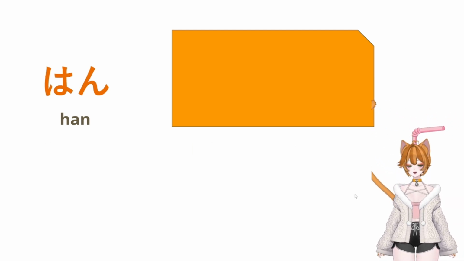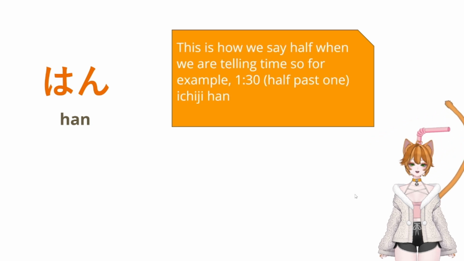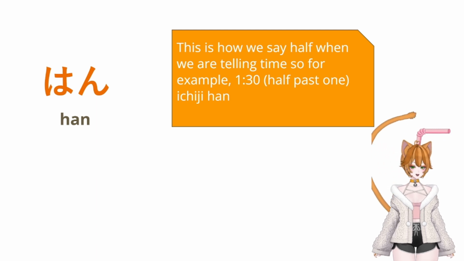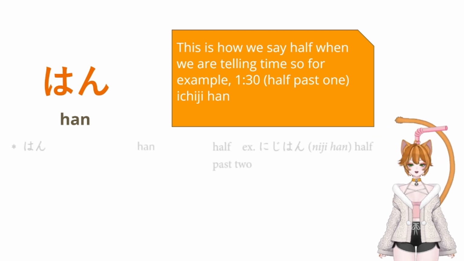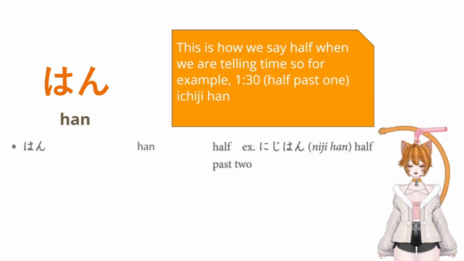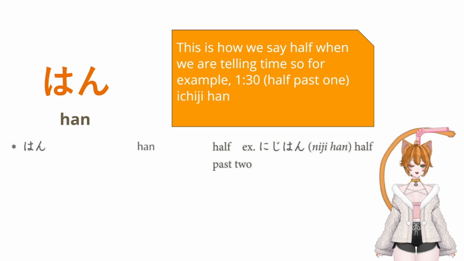Alright, our next one is han. So han is how we say half when we are telling time. So for example, 1:30 would be ichiji han. I know in the example it uses 2 o'clock, so 2:30, niji han.